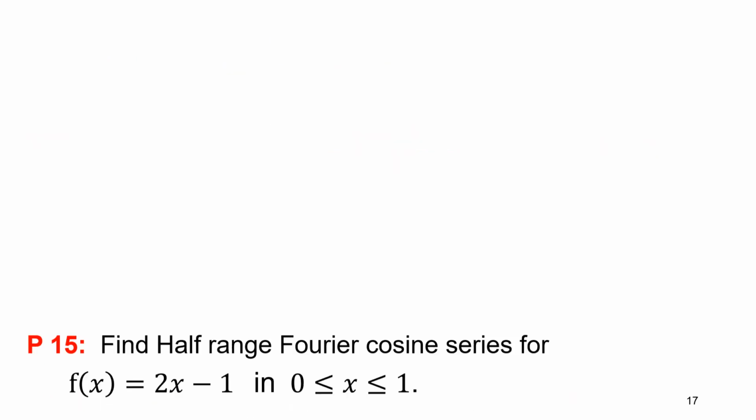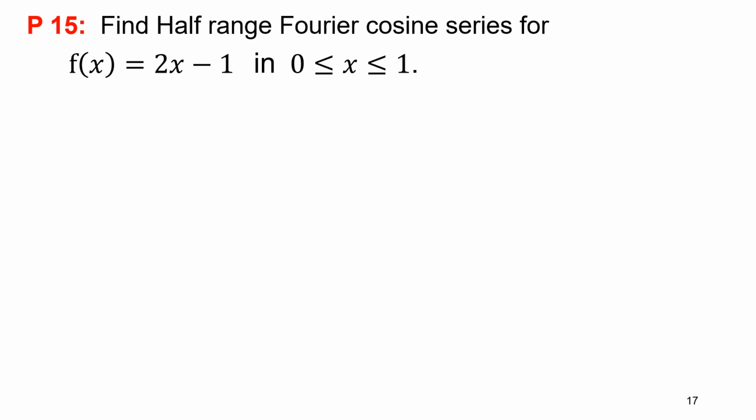So we move to the next problem. Find the half-range Fourier cosine series for the function 2x minus 1, and the interval is 0 less than or equal to x less than or equal to 1.